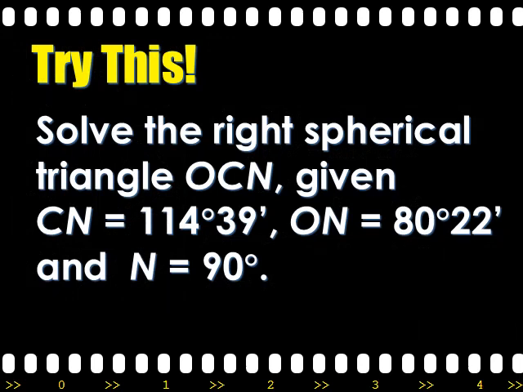Okay, so this time, I want you to try this. Para talagang makita natin kung naintindihan ninyo kung paano mag-solve ng right spherical triangles. For example, here we have spherical triangle OCN. Given that CN is 114 degrees and 39 minutes, side ON is 80 degrees and 22 minutes, and here you have angle N is equal to 90 degrees.